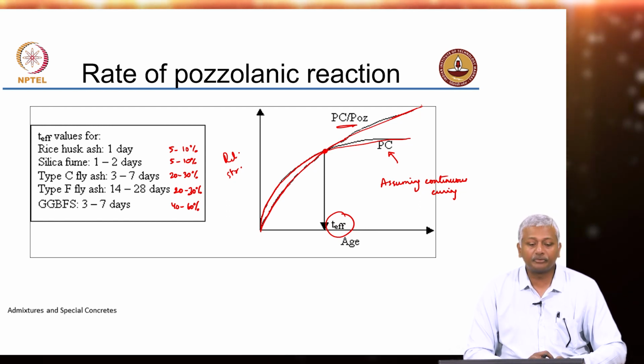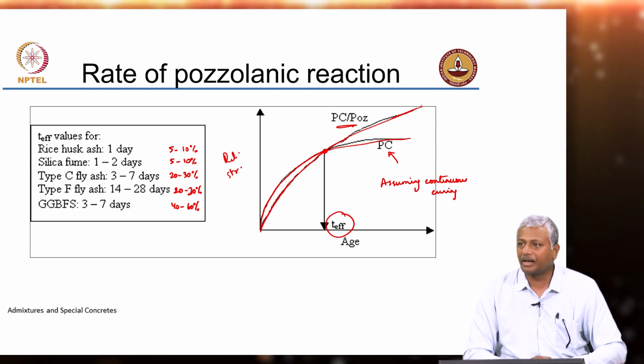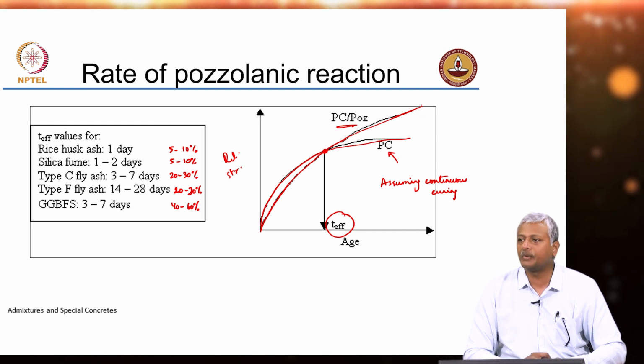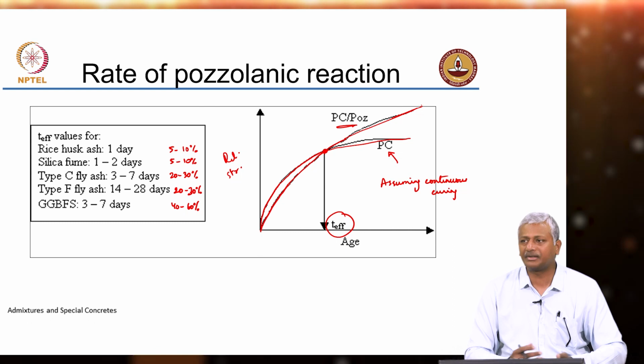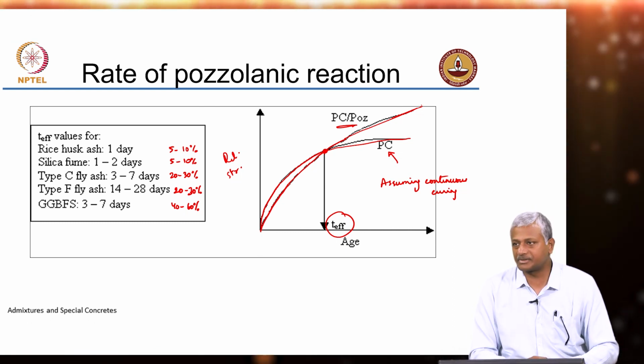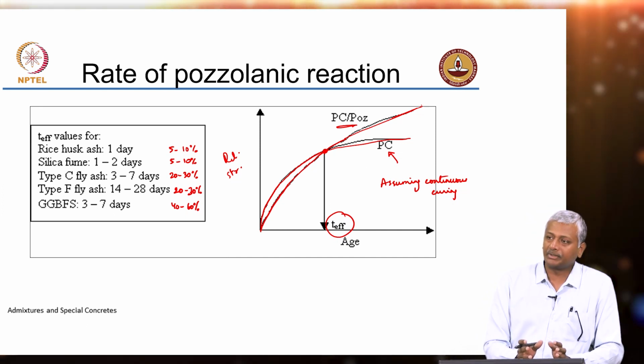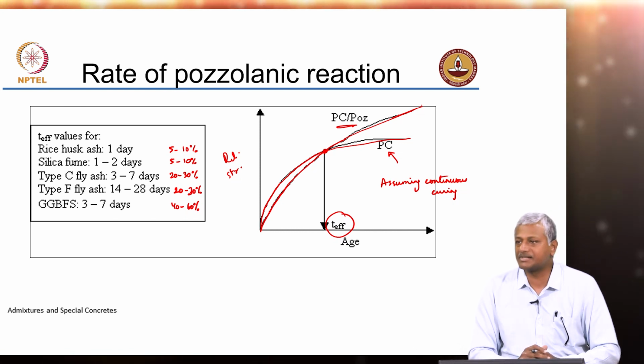Yeah, absolutely. So, for instance, if I am adding only about 10% of type F fly ash, I may not need to wait for 14 days or 28 days. My strength gain may be as similar as your Portland cement system. So, these are the effective times given for the typical dosage levels that we use.